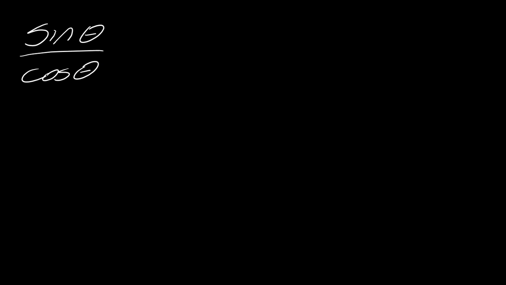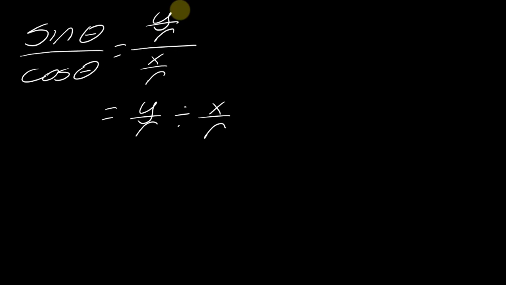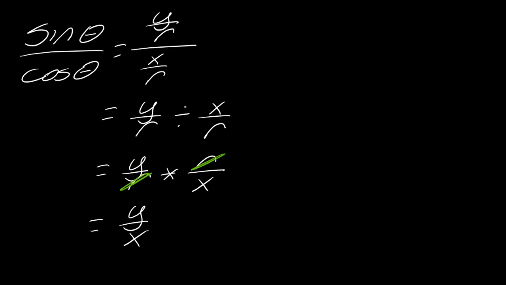So what I'm going to do now is take a look at sine of theta divided by cosine of theta, just using their definitions. Sine of theta is y over r, cosine of theta is x over r. And so if I rewrite that, taking this division problem, y over r divided by x over r, when I divide, I can just multiply by the reciprocal, like this. In doing that, I can cancel out my r's and I'm left with y over x. And what is y over x? It is tangent of theta.